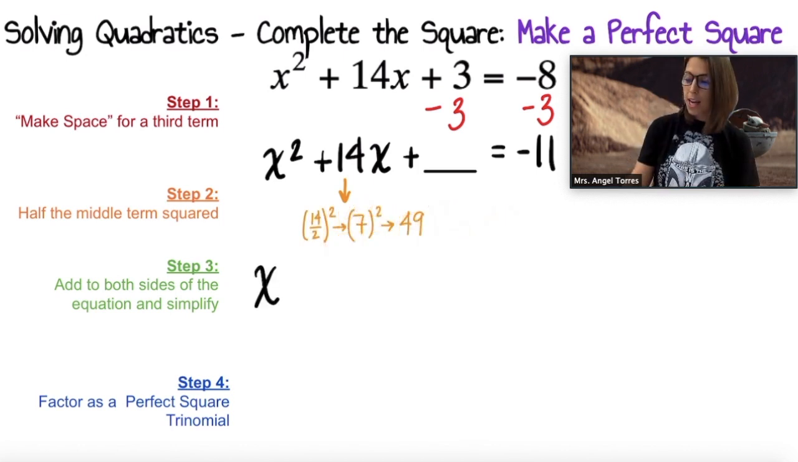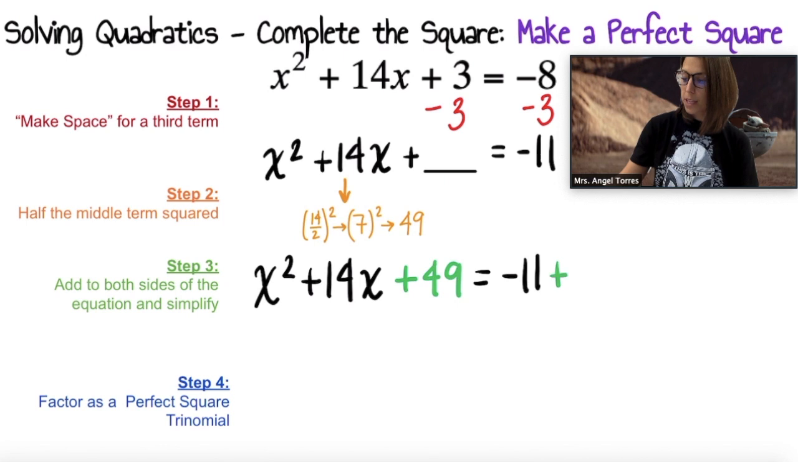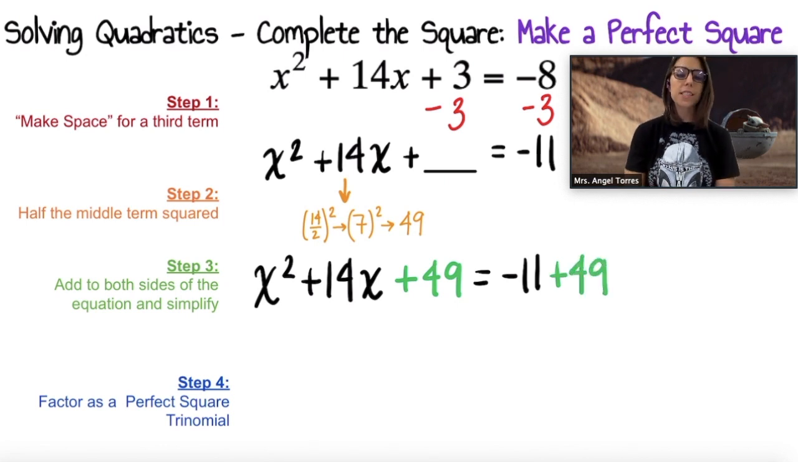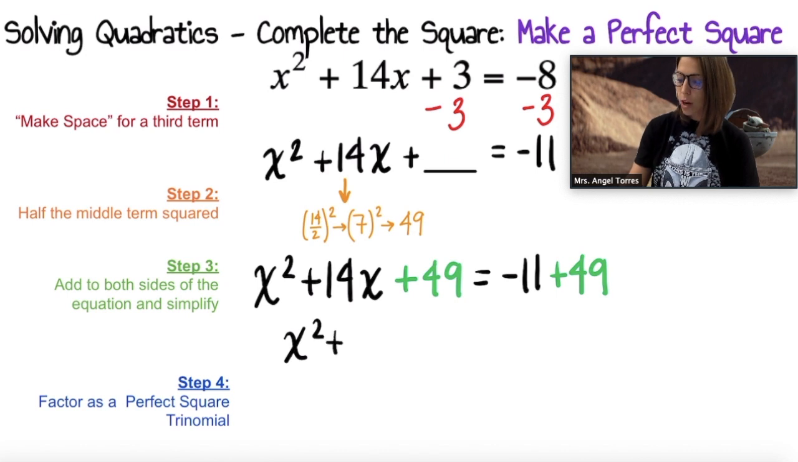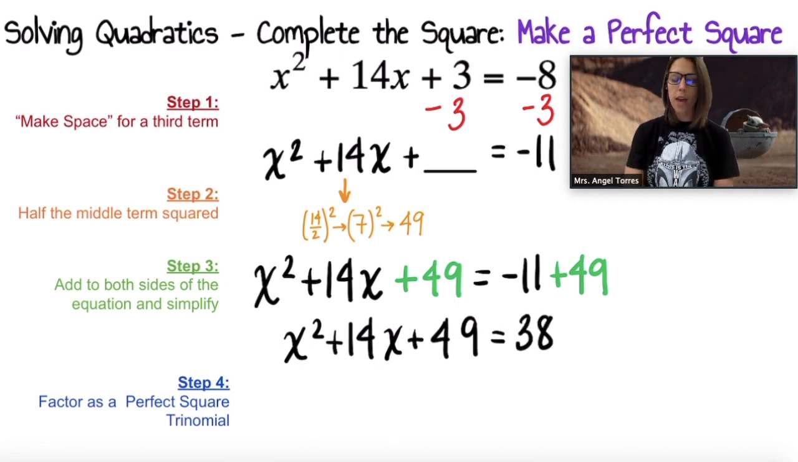So our new quadratic is x squared plus 14x plus 49 equals negative 11 plus 49, because whatever you add to one side, you must also add to the other. After we simplify, we get x squared plus 14x plus 49 equals 38. Okay, let's see if we can now take the square root of that perfect square trinomial.